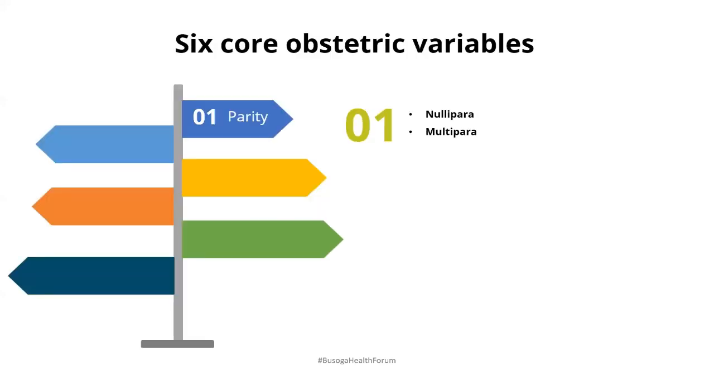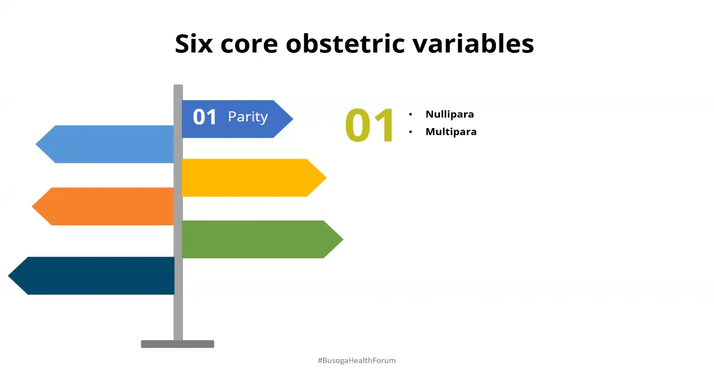So what are the 6 obstetric variables? We have parity, and parity can be classified as nulliparous or multiparous. When you read the Robson classification implementation manual, it describes everything in detail, and it emphasizes that if a particular facility has a different definition for parity, it can also be adopted and used instead of the standard one used in the Robson classification.